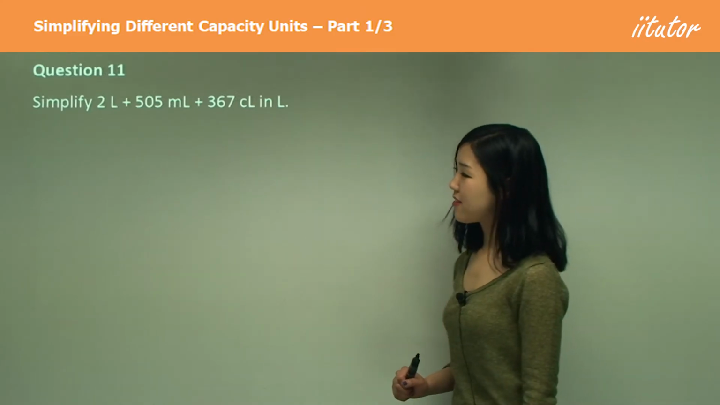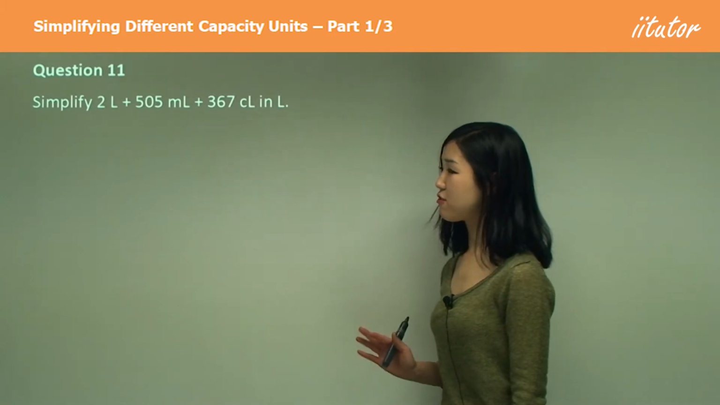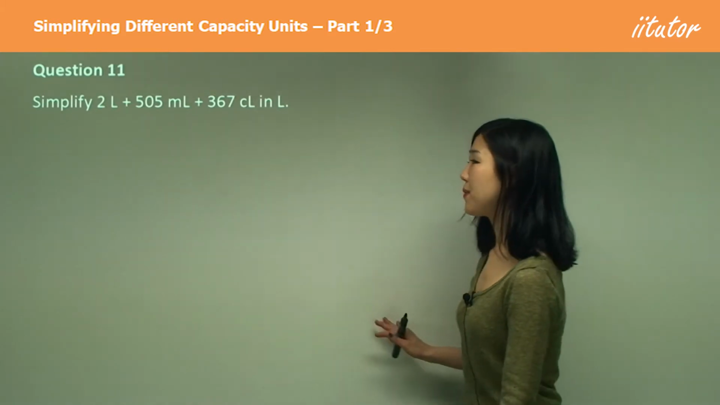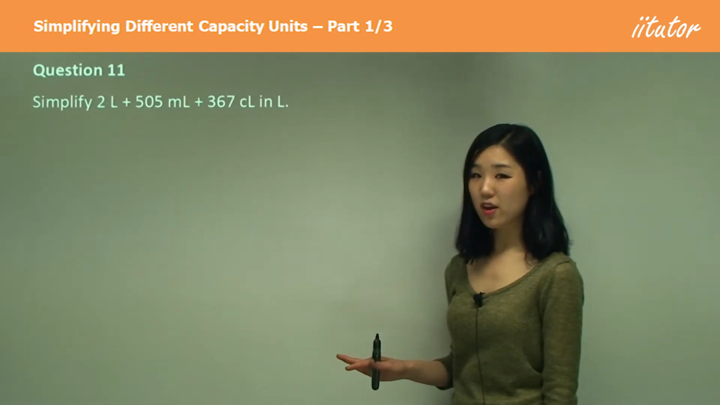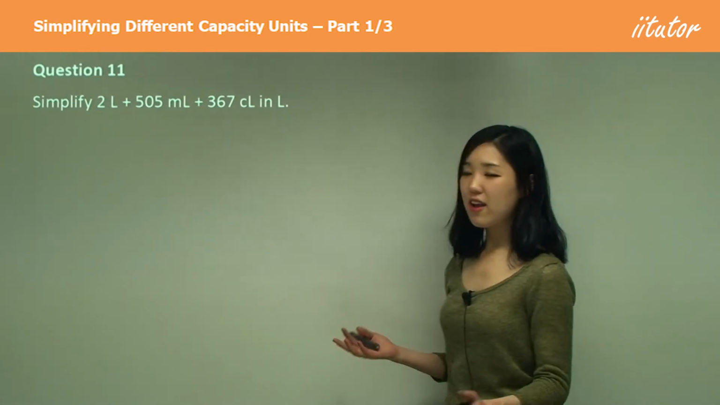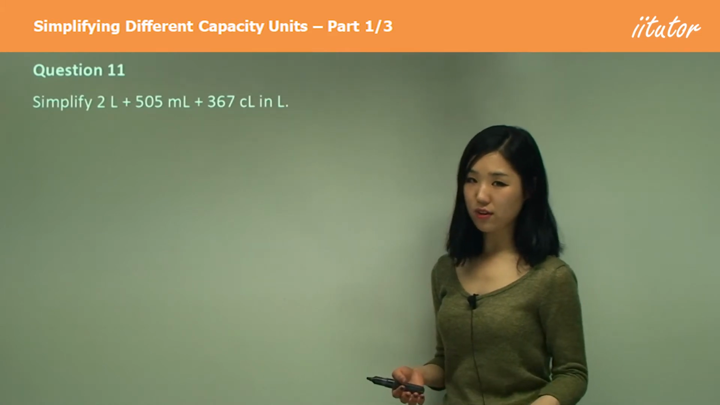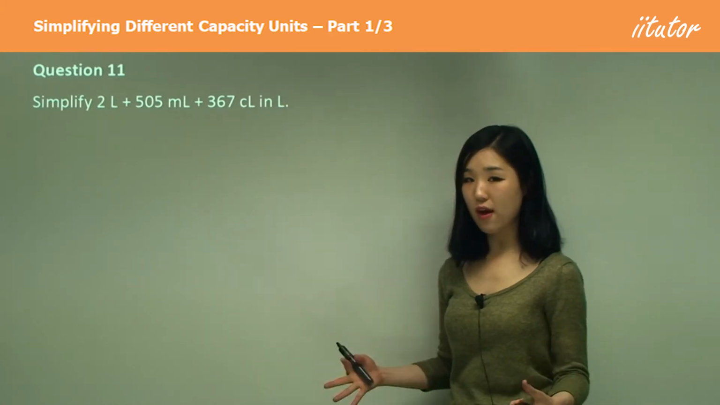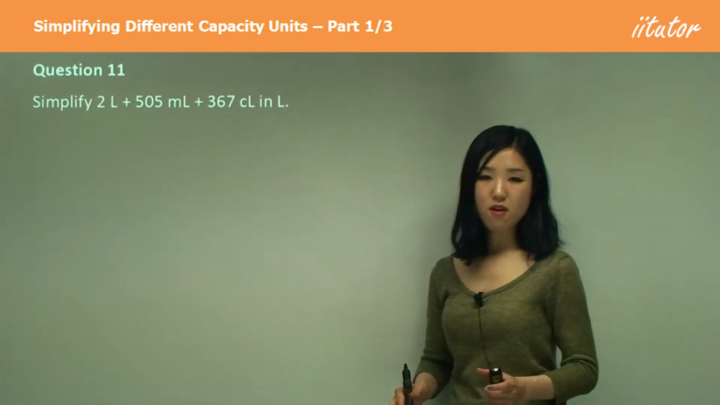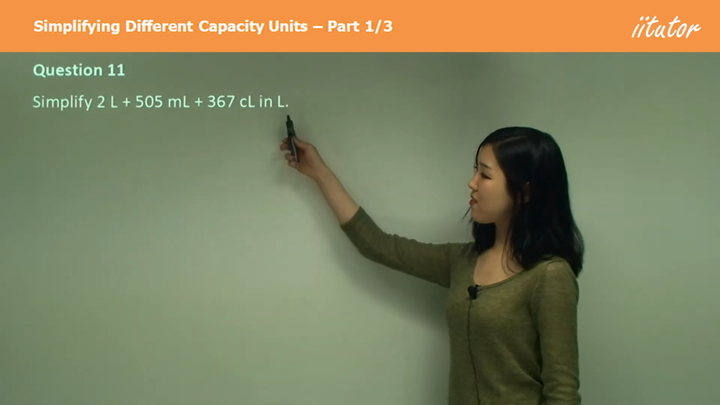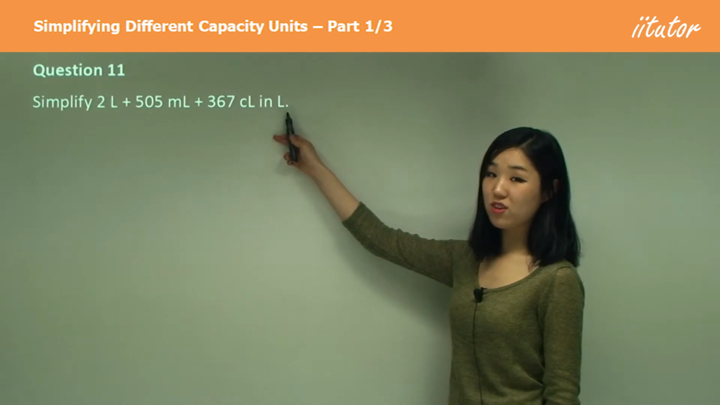Okay, see how the question is 2 liters plus 505 milliliters plus 367 centiliters, and we want to put that in liters. Okay, so guys, you cannot add these if they are in different units. You must change into the same units first in order to add them together. But they're all different, so we must convert them to 1 unit. But they give us the unit. They want us to change it into liters.